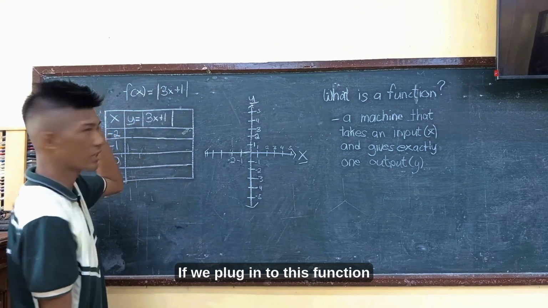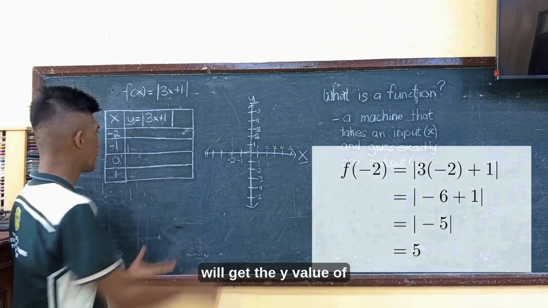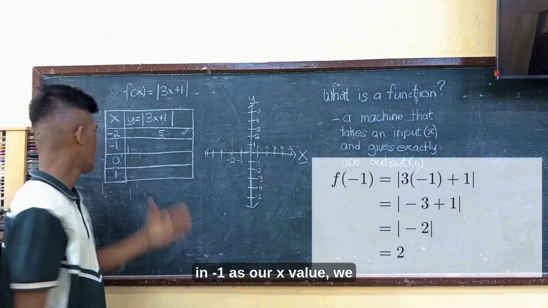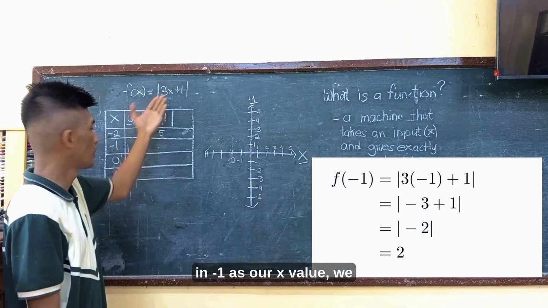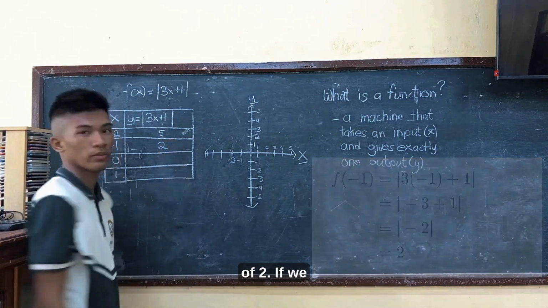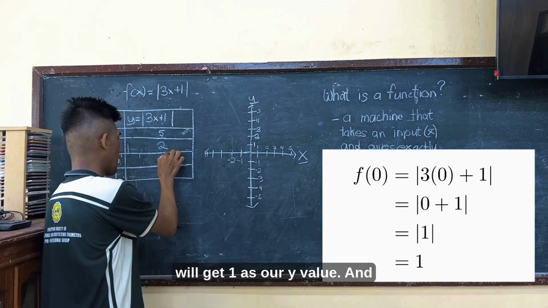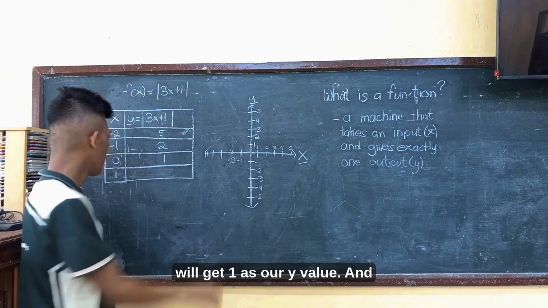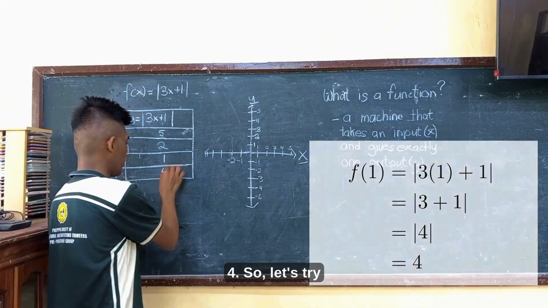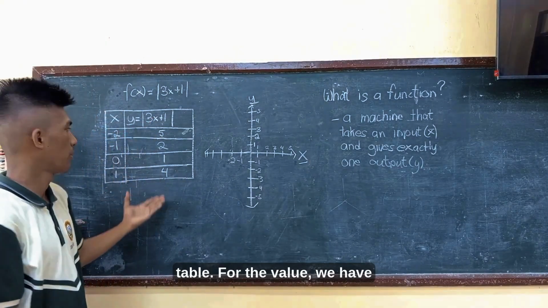If we plug into this function the x value negative 2, we will get the y value of positive 5. If we plug in negative 1 as our x value, we will get the y value of 2. If we try to plug in 0 as our x value, we will get 1 as our y value. And if 1, we will get the y value of 4. So, let's try to graph this function using this table.